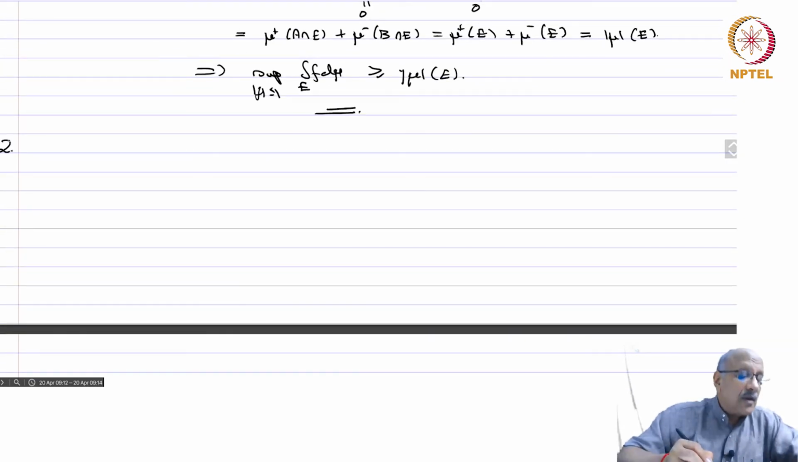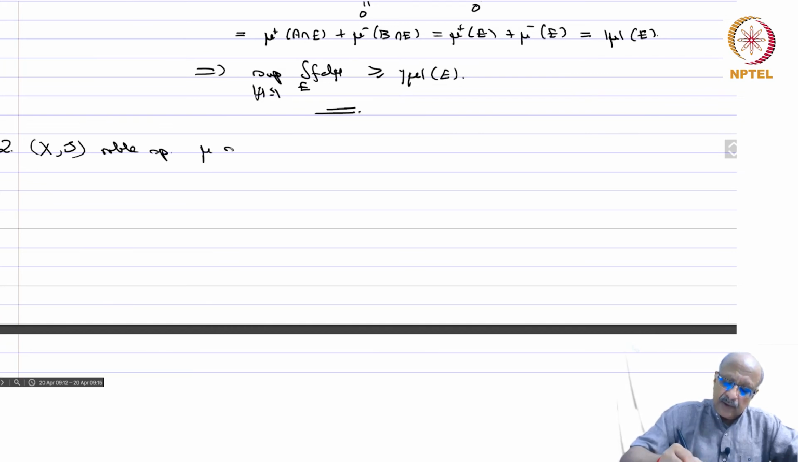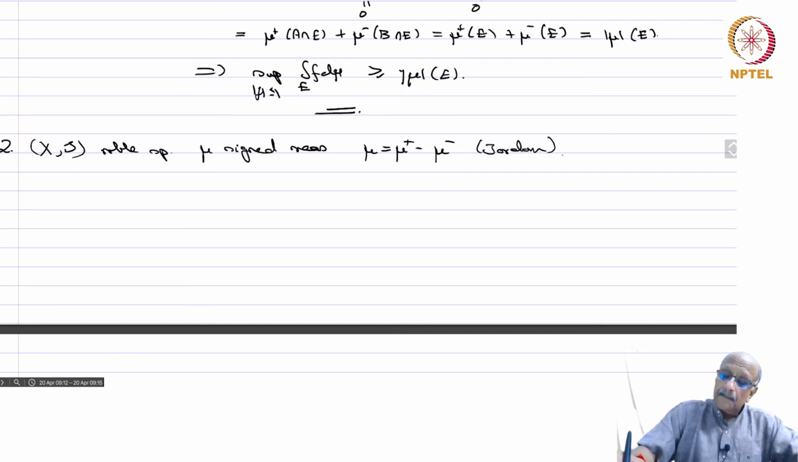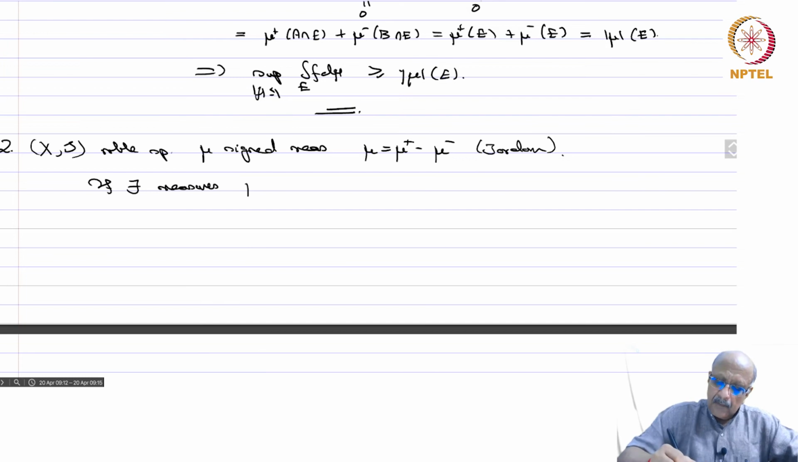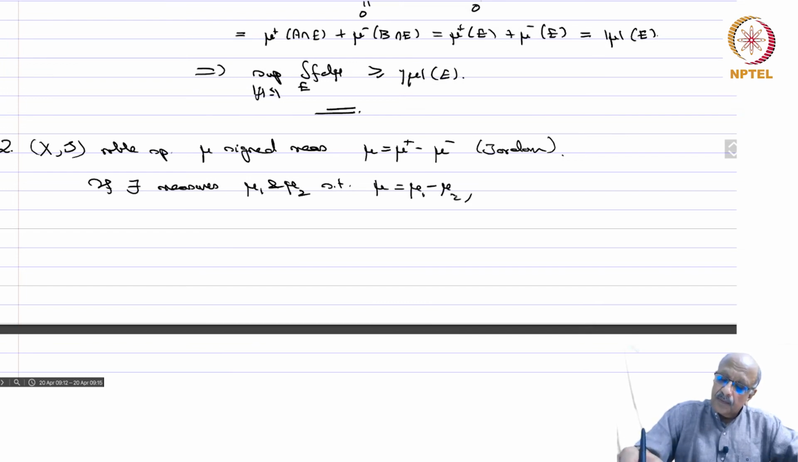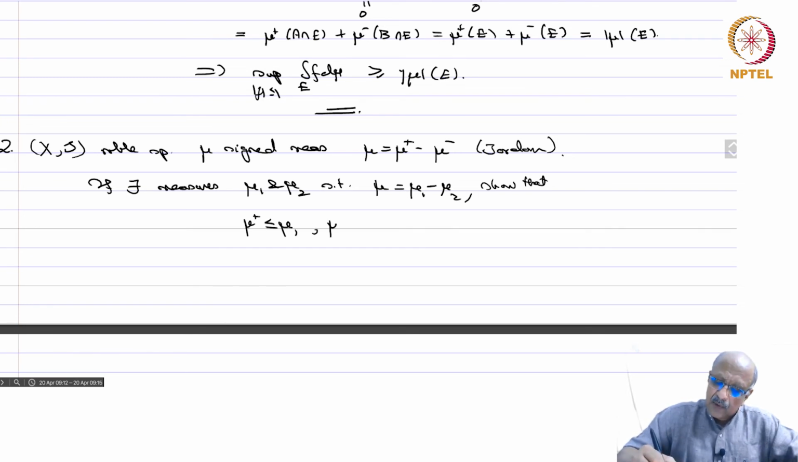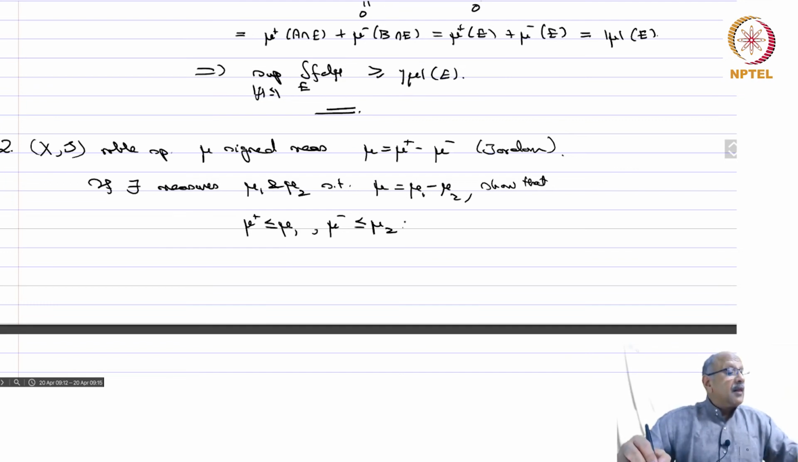Second exercise, X, S measurable space, mu signed measure, and mu equals mu plus minus mu minus is the Jordan decomposition. Okay, if there exist measures mu 1 and mu 2 such that mu equals mu 1 minus mu 2, show that mu plus is less than or equal to mu 1 and mu minus is less than or equal to mu 2. Okay, so mu plus and mu minus are in some sense minimal with respect to this.